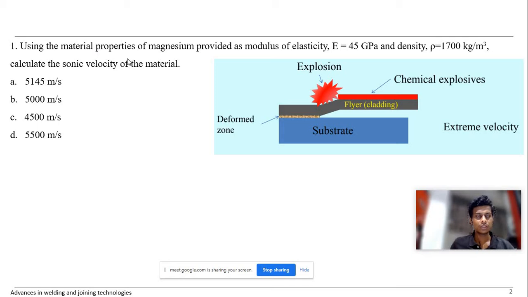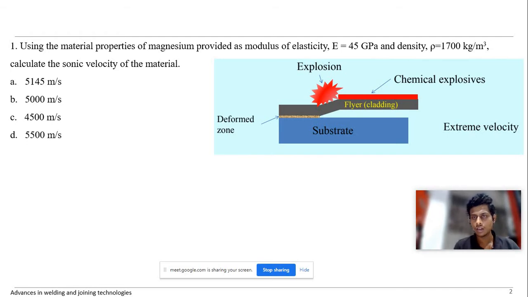Using the material properties of magnesium, the modulus of elasticity E is equal to 45 GPa and density is 1700. Calculate the sonic velocity of the material.